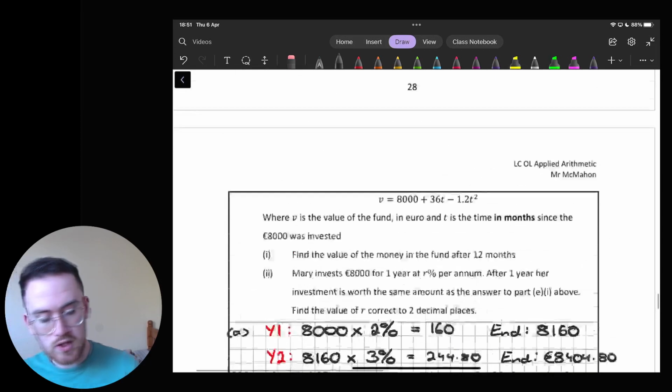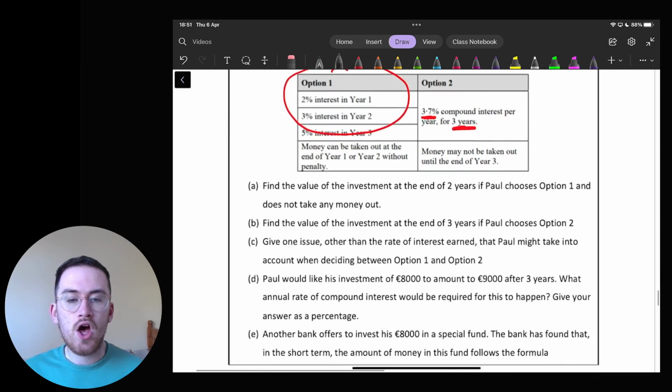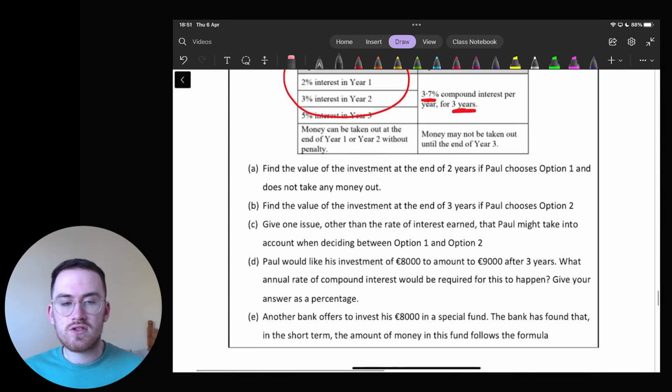So for option 1, he can take out money after year 1 or year 2 without any penalty. For option 2, he can only take out money at the end of year 3. So that would probably be something that he would take into consideration. Paul would like his investment of 8,000 to amount to 9,000 after 3 years. What annual rate of compound interest would be required for this to happen?